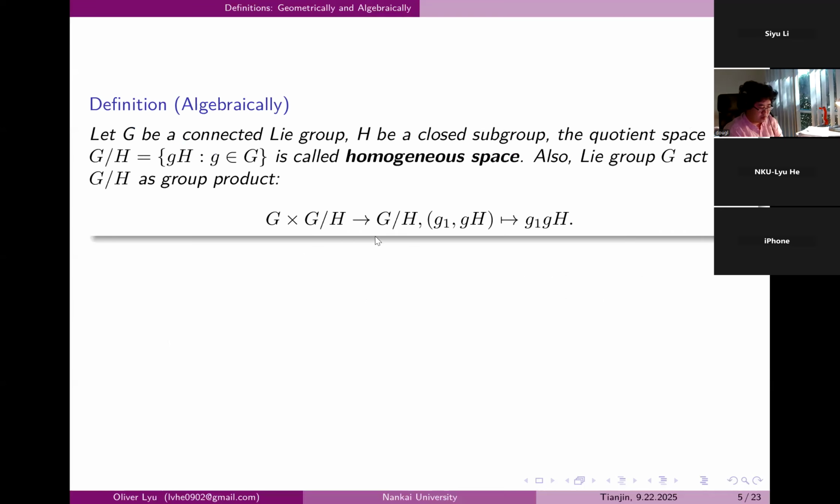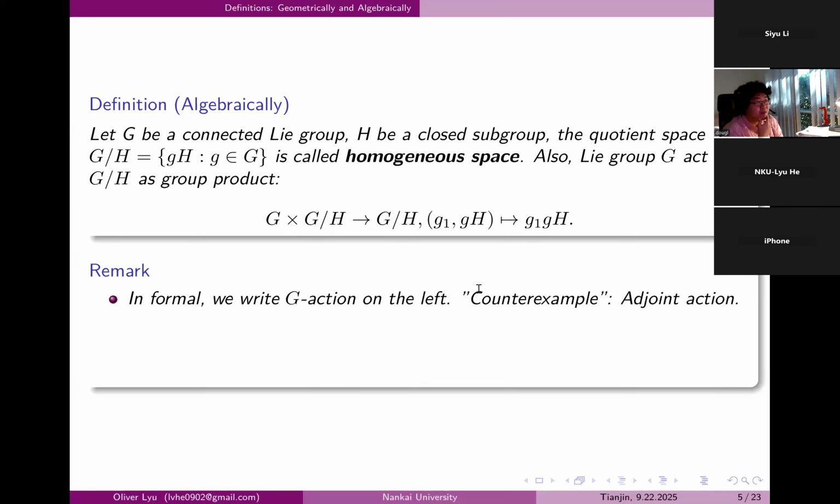Okay, and in an algebraic way, let G be a connected Lie group. Here we are basically talking about a Lie group with finitely many connected components, and H is a closed subgroup. The quotient space is called the homogeneous space, a coset space, for example. Also the Lie group G acts on G mod H by the group product. As you can see, it is just the left product of this group.